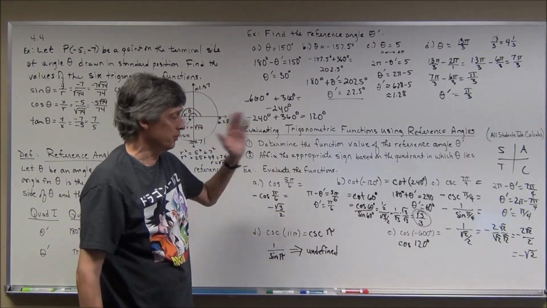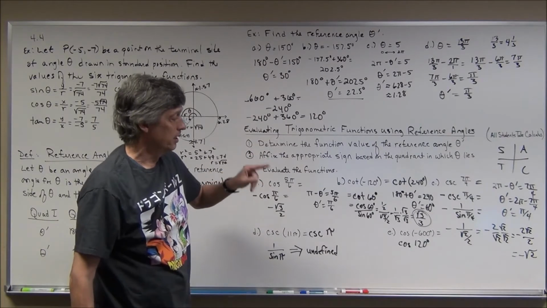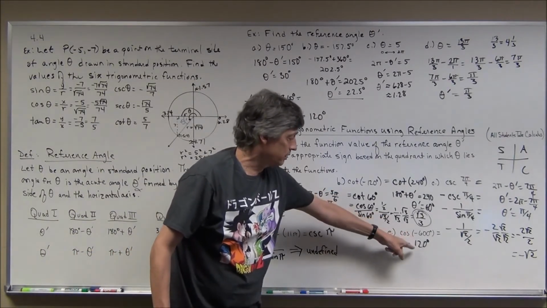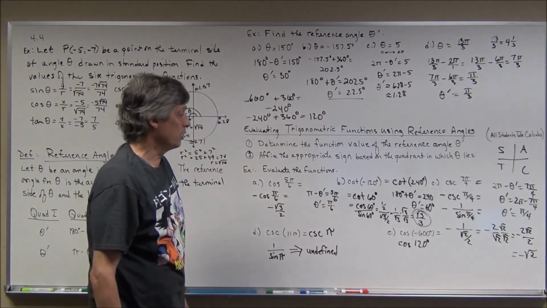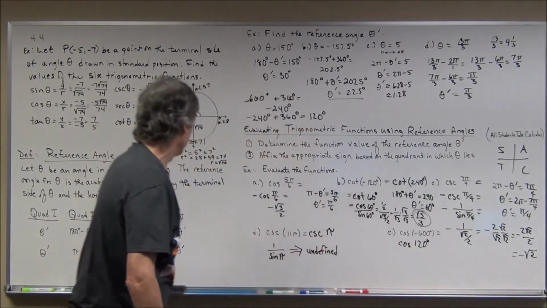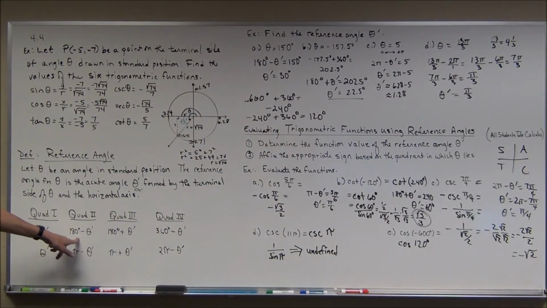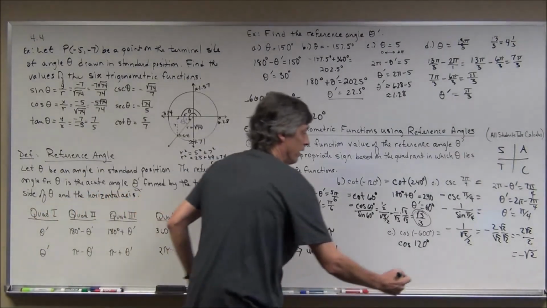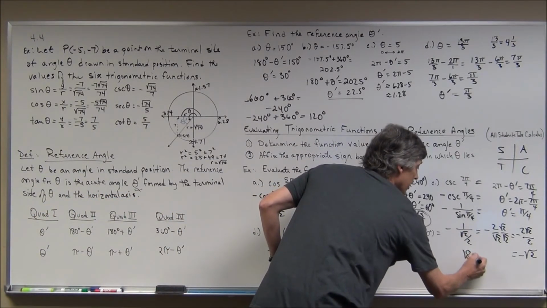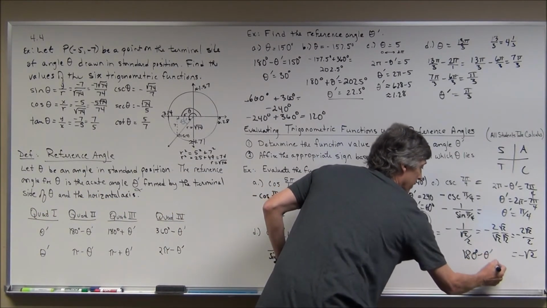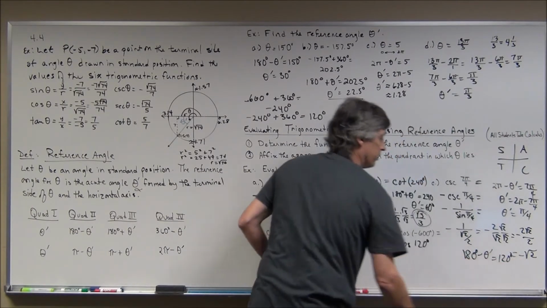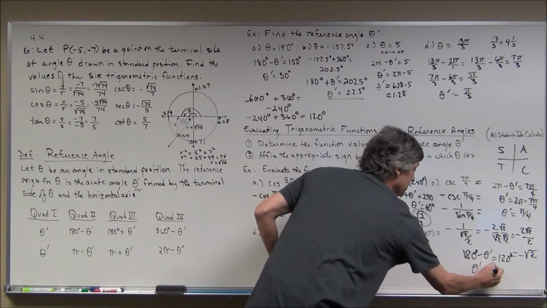They're going to intersect a unit circle at the same point. They're going to have the same x's, the same y's. So 120 degrees puts me in the second quadrant. 180 degrees minus theta prime, my reference angle, is going to equal 120 degrees. That means theta prime is 60 degrees.